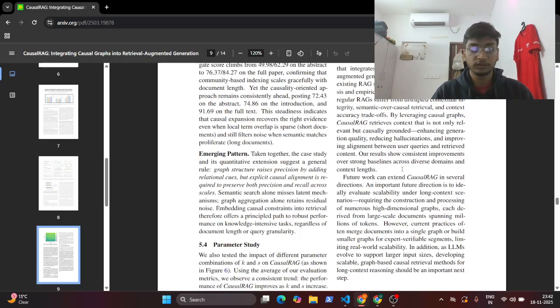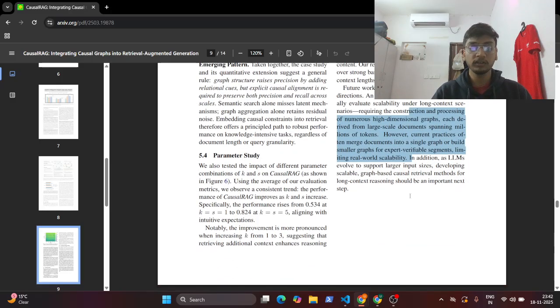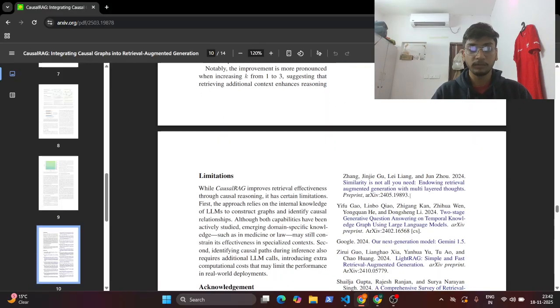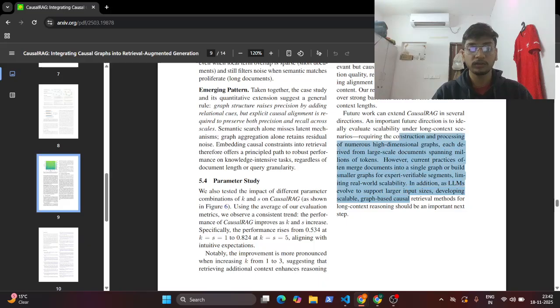And coming to the conclusion and future work, causal RAG is a highly effective framework that grounds the RAG process in explicit causal structure. By moving beyond semantic similarity, it provides a promising approach for knowledge-intensive tasks, delivering more accurate and interpretable responses. For future work, the paper looked towards optimizing the computational overhead of graph construction, potentially through implementing updating, and expanding the framework to other forms of complex relational reasoning.